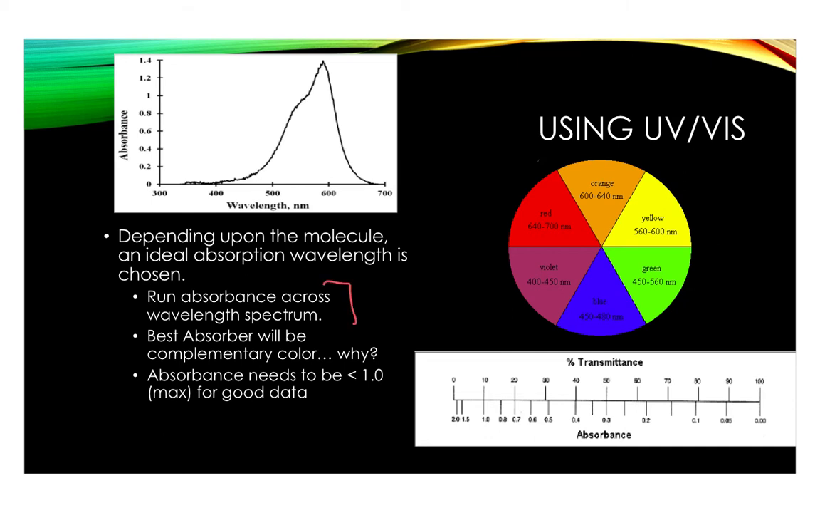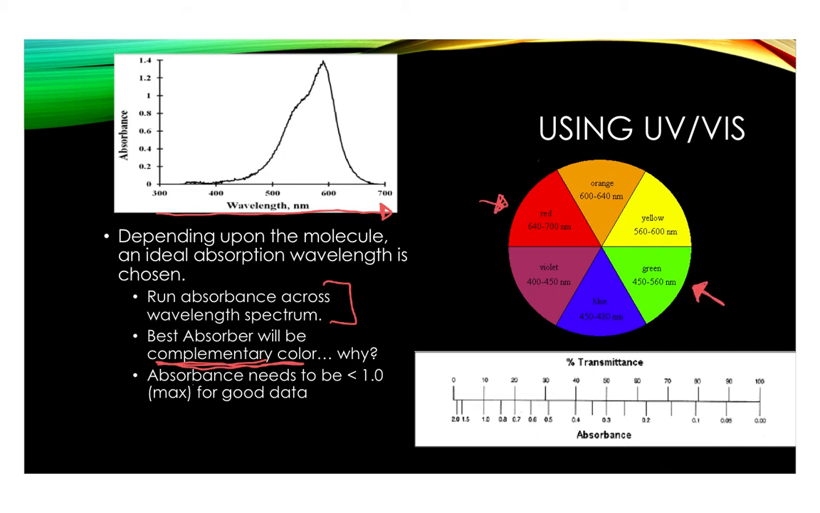Okay, so we run absorbance across the wavelength spectrum. So we run all of the different wavelengths. We change the colors and see what this solution actually absorbs. Okay, the best absorber will actually be a complementary color of whatever the solution appears to be. So if it's a red solution, it's most likely going to be that we end up with a green absorber, right? So it's absorbing whatever's opposite of that, which is sort of a combination of all of the other light that's involved. Okay, so the best absorber will be a complementary color.